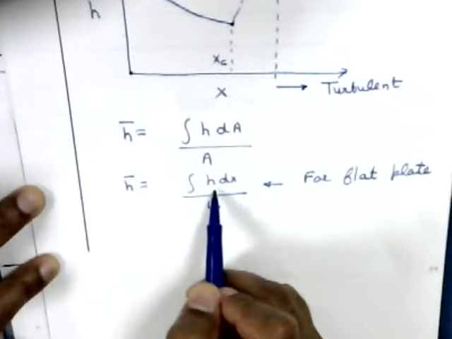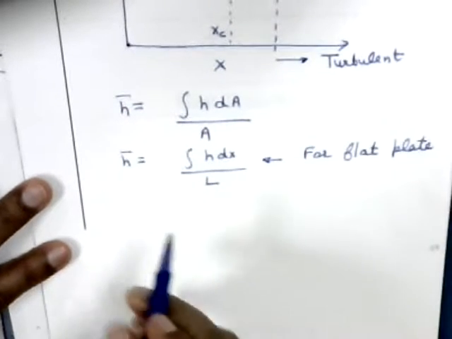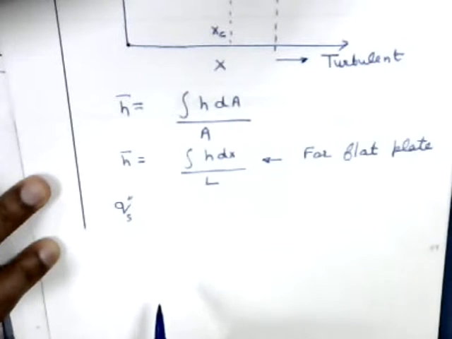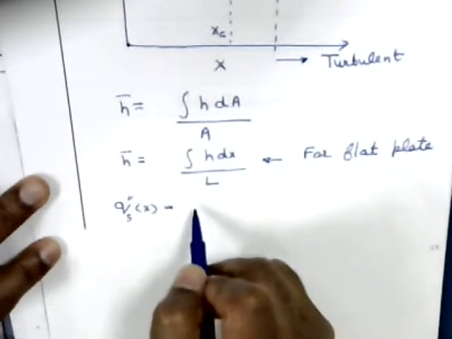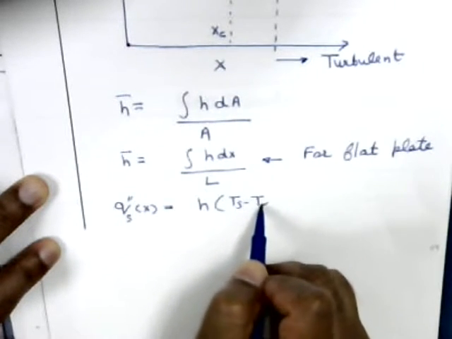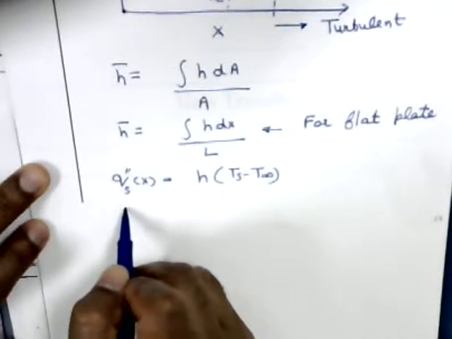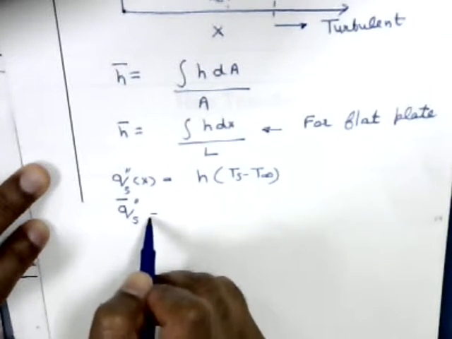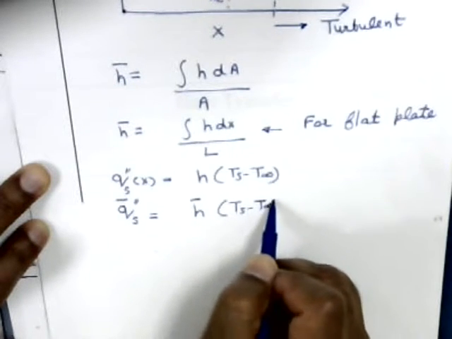Where this h is a function of x, but this represents an average convection coefficient. So if you want to write surface flux, say qs double prime, at any location x, this will be given by h times Ts minus T infinity, where h depends on x. But if you want to write average surface flux, this will be the average convection coefficient times Ts minus T infinity.